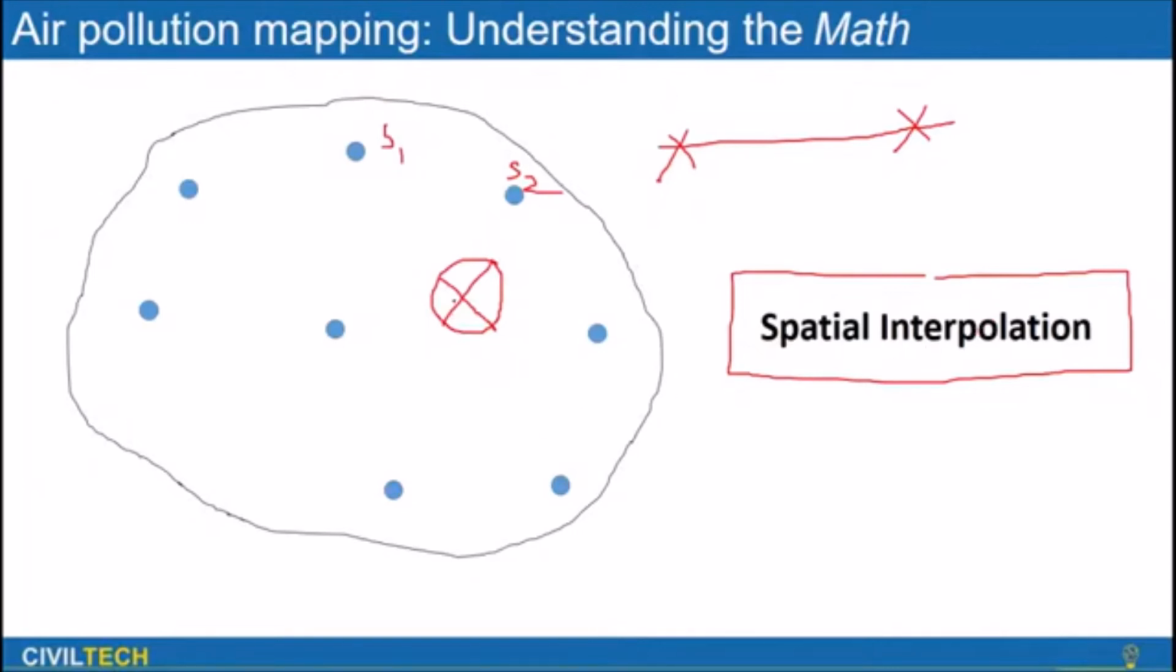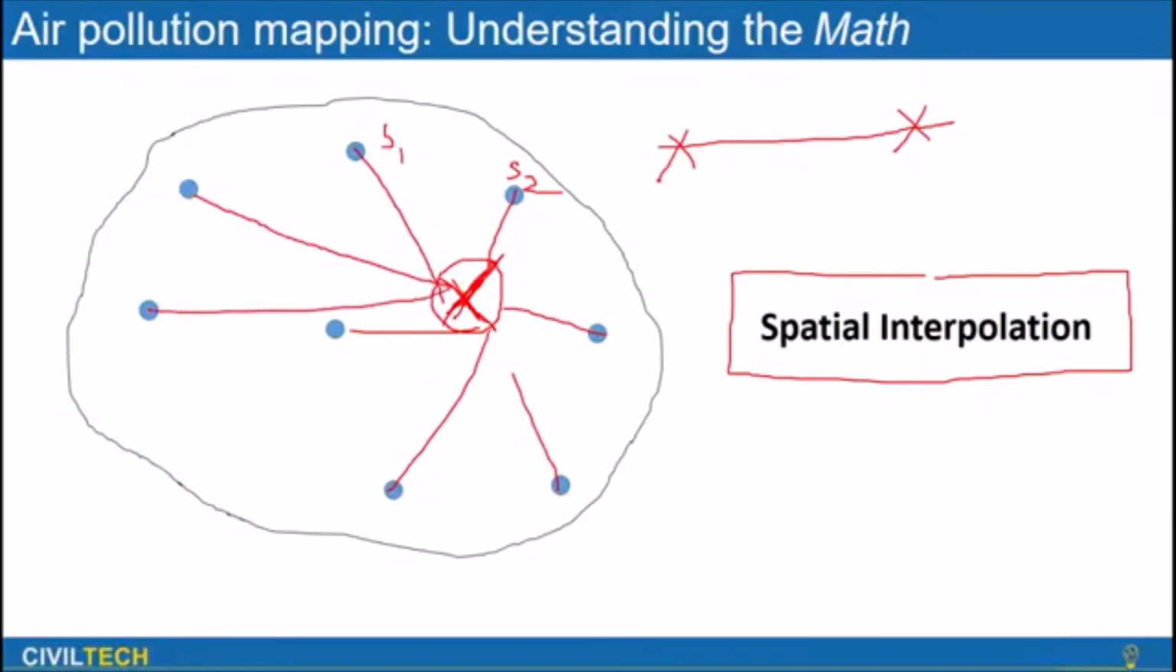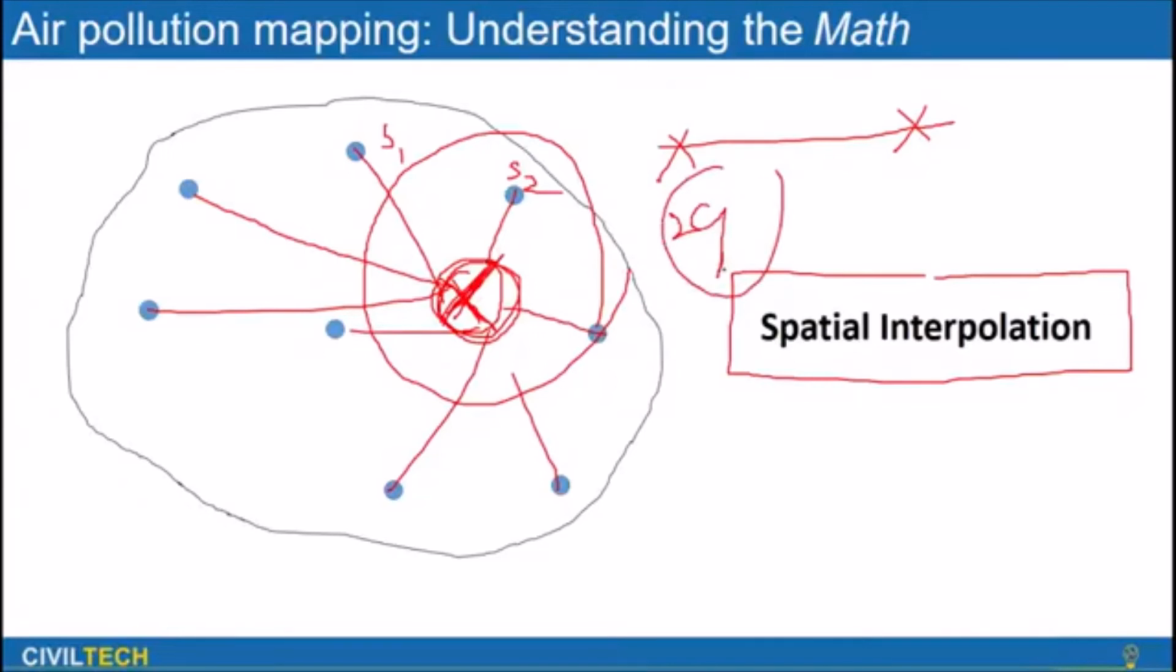So how do I measure the air pollution at an unknown point? Obviously I'll consider the value here, here, here, here, and then here and here. I need to consider this as well. Depending upon my search radius and the type of algorithm we follow, we come to a conclusion that the air pollution at this particular point is, let us say, 29. Just a random example.